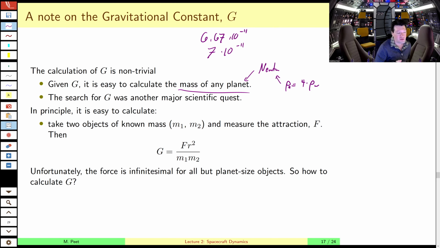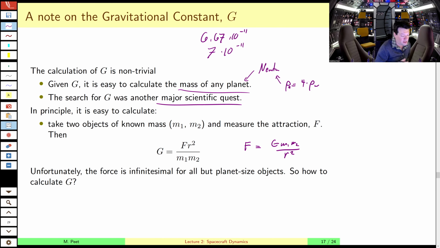And in fact, we'll see the first measurement of the gravitational constant of the universe was relatively inaccurate. Anyway, it was a major scientific quest. Lots of people worked on it. And how does one find that? Well, obviously, to find it, you've got to measure, right? You just look at Newton's universal law of gravitation, G m1 m2 over r squared.